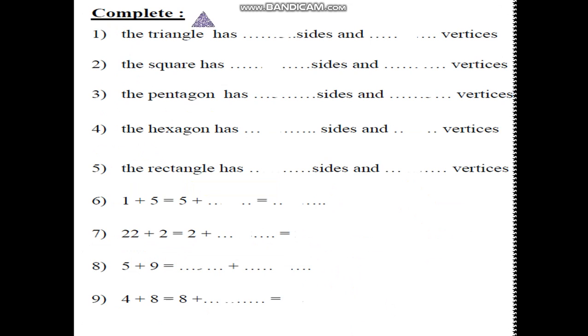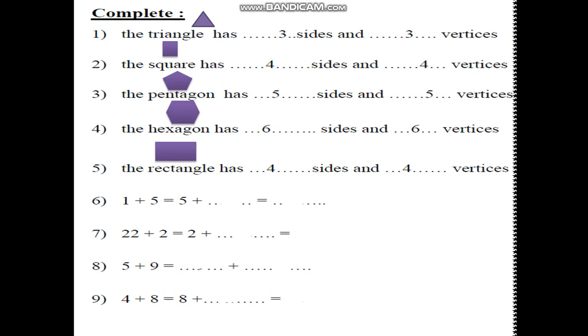The triangle has what? It has 3 sides and 3 vertices. The square has 4 sides and 4 vertices. The pentagon, penta 5, has 5 sides and 5 vertices. The hexagon, hexa 6, has 6 sides and 6 vertices. The rectangle is from the quadrilaterals. Quadrilaterals equal 4. The rectangle has 4 sides and 4 vertices.